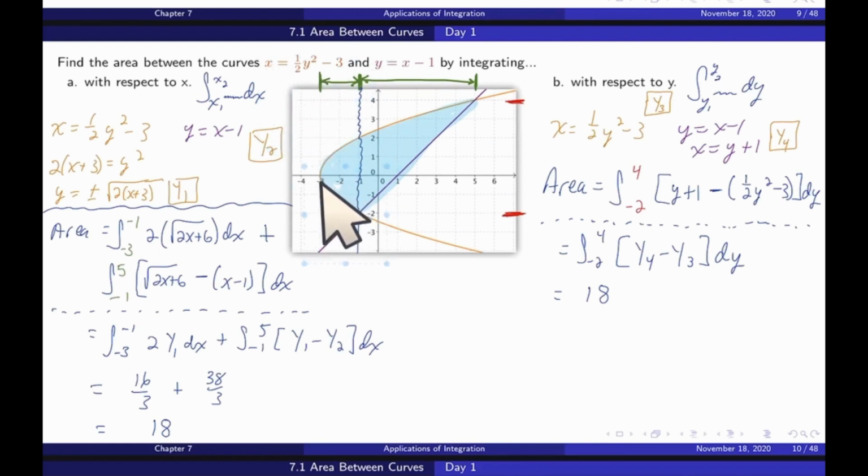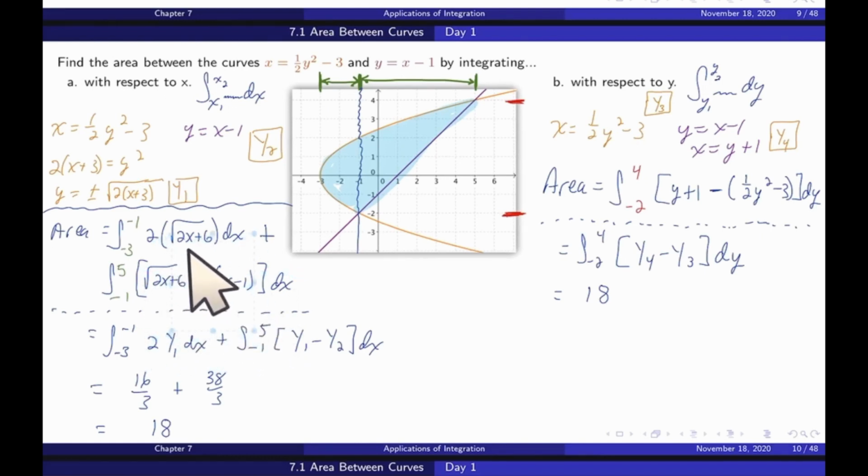If I'm going to use x values as my antiderivative variable, I'm going to go from -3 to -1 for x, and then -1 all the way over to 5 for x for the 2 sections. So -3 to -1, -1 to 5. The second part is pretty straightforward. The square root function minus the straight line function.